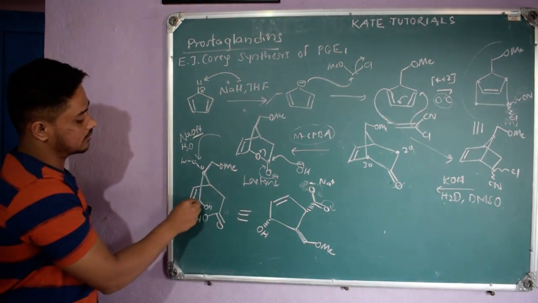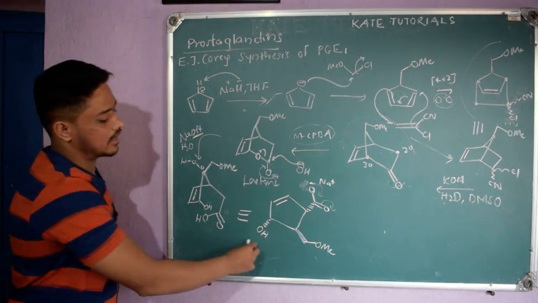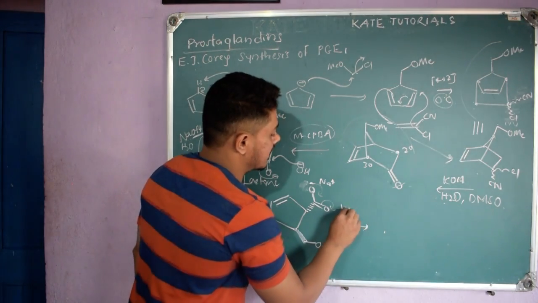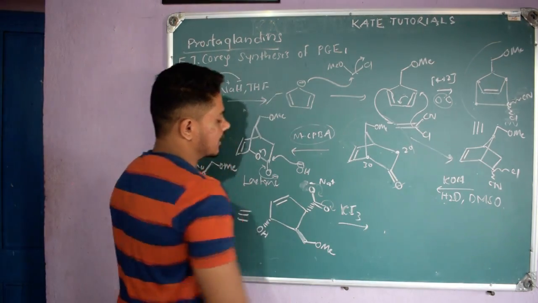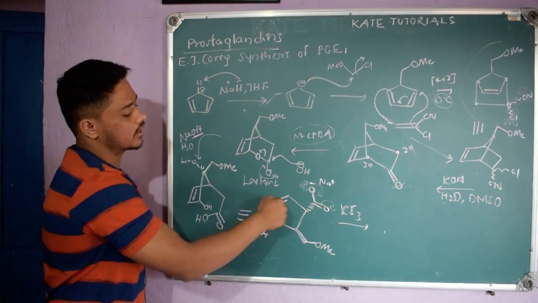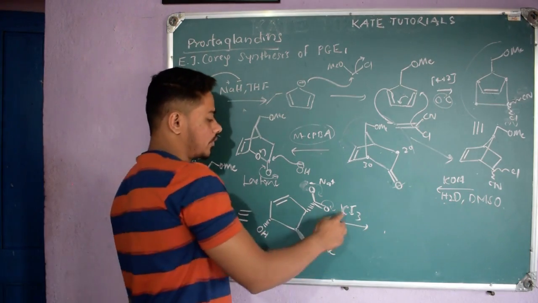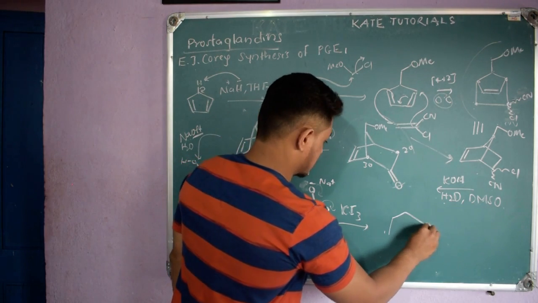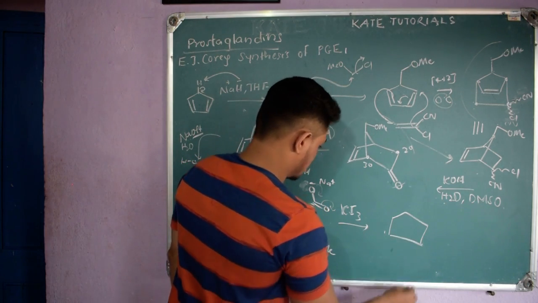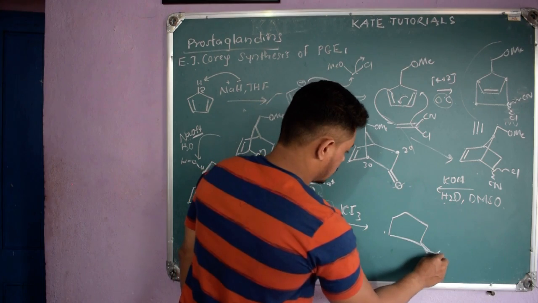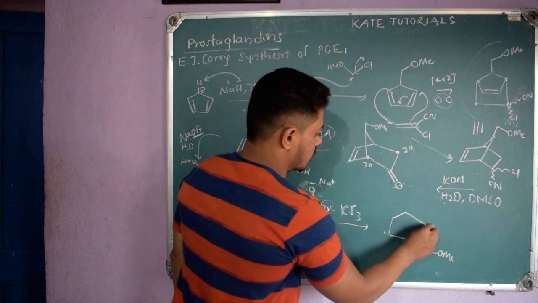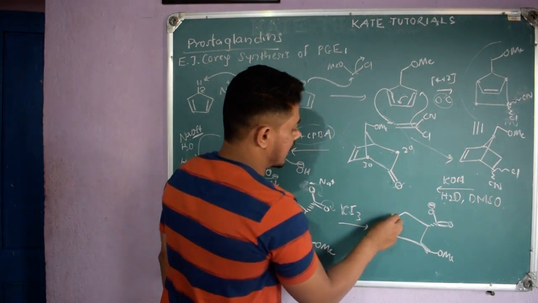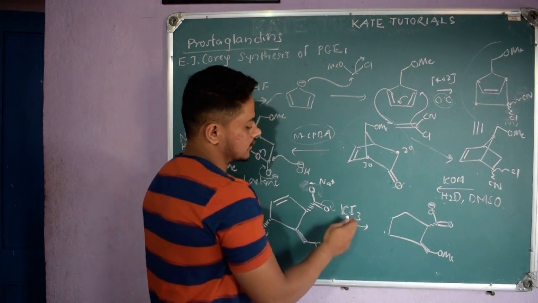So a 5-membered ring, COMe, and everything with stereochemistry I have written. To this, if I add KI3, so here the alkene is there, iodine will add. So how will it add? Just like this. See, though this is a 5-membered ring, and here above the plane we have OMe, below the plane CO, O minus is there, and iodine will add above.